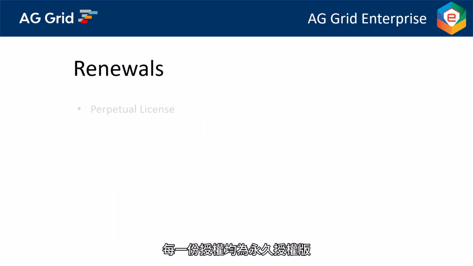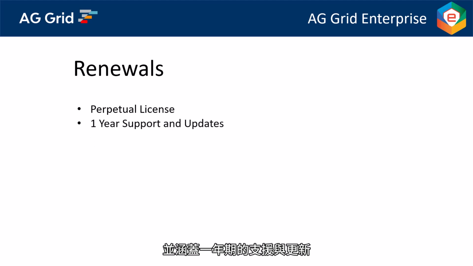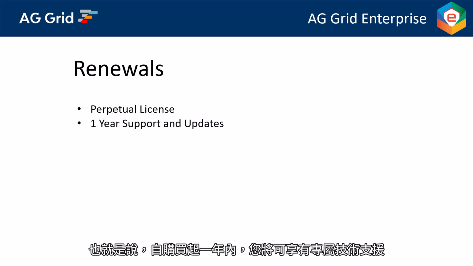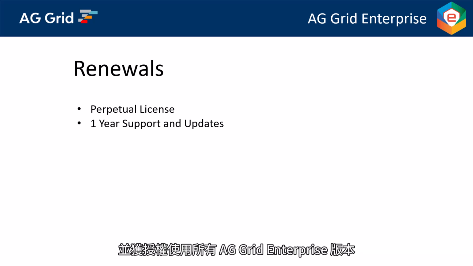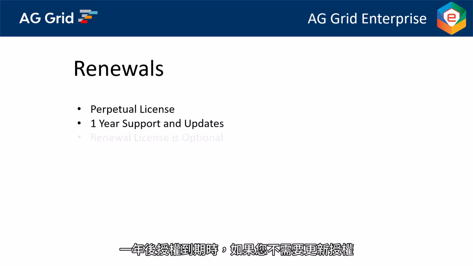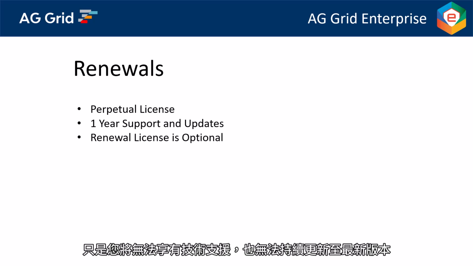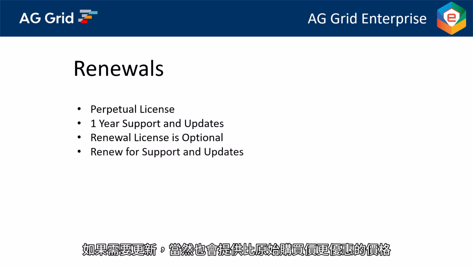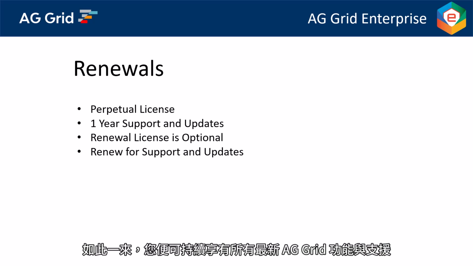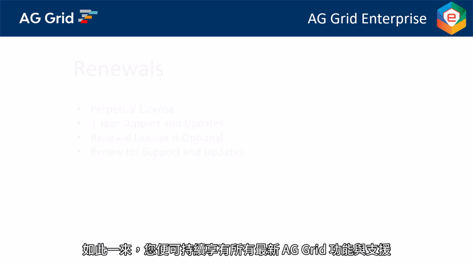The license is perpetual and includes 1 year of support and updates. That means you will have access to our dedicated support and be licensed to use all releases of HG Grid Enterprise for 1 year after you purchase. At the end of this year, you do not need to renew your license. You are entitled to use the last version of HG Grid you got forever, so long as you're happy that you won't have support and you won't be getting new versions. If you do wish to renew, then we offer this considerably cheaper than the initial purchase price. This will allow you to stay on top of all the latest HG Grid features and support.